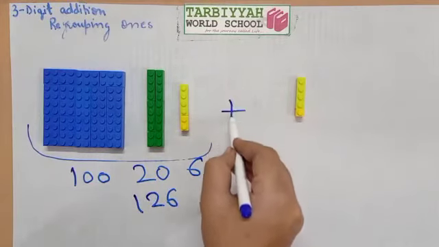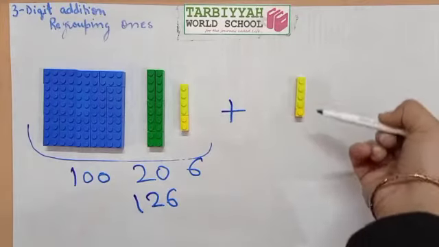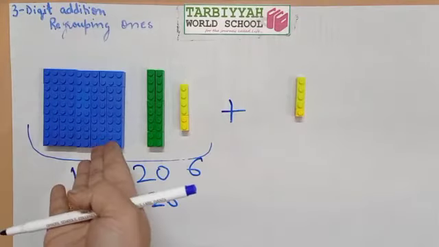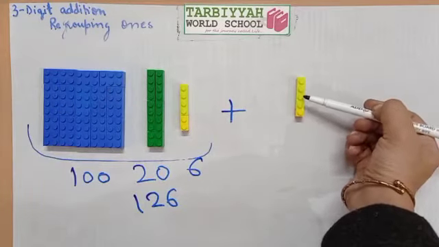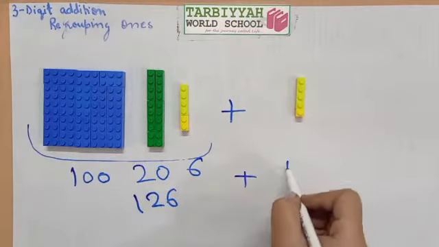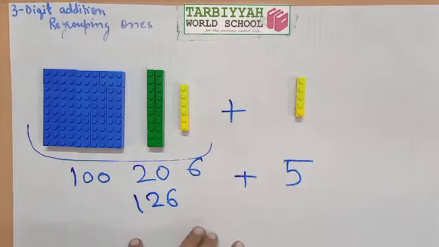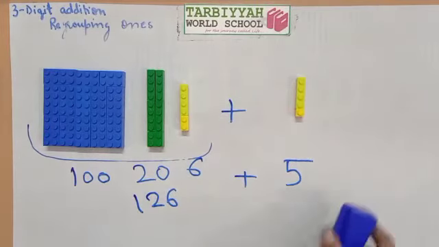So I have to add these yellow blocks to these blocks. Now see, 1, 2, 3, 4, 5. So I have to add 5 in this. So how we do regrouping in this, I will show you.